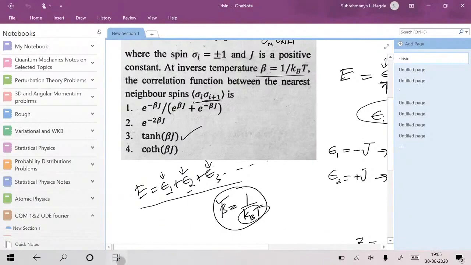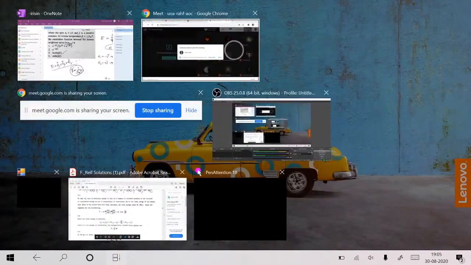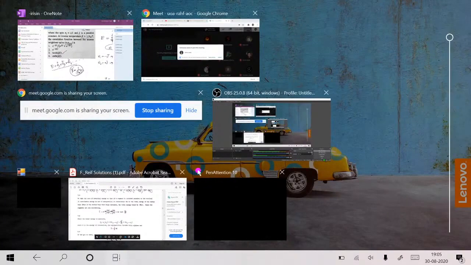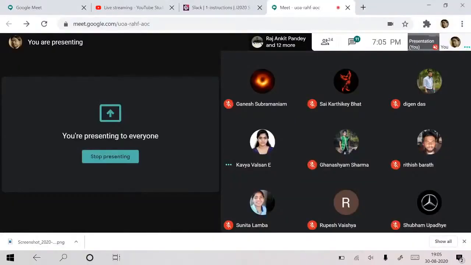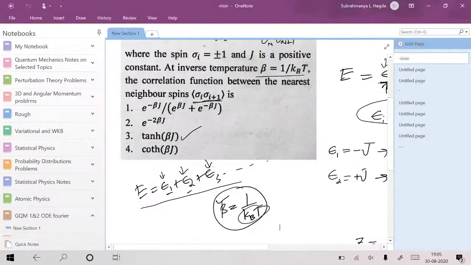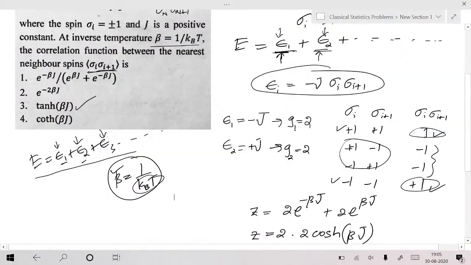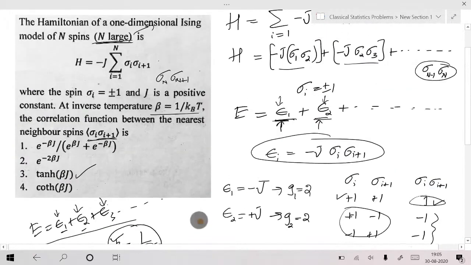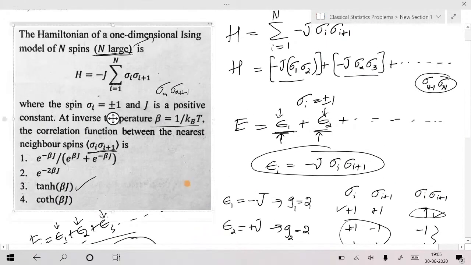Any further question? Sir, what does this correlation function exactly mean? Again, for the correlation function, I think that comes in further theory. Anyone who studied that part, correlation function? Anyone in higher physics can comment on this one?